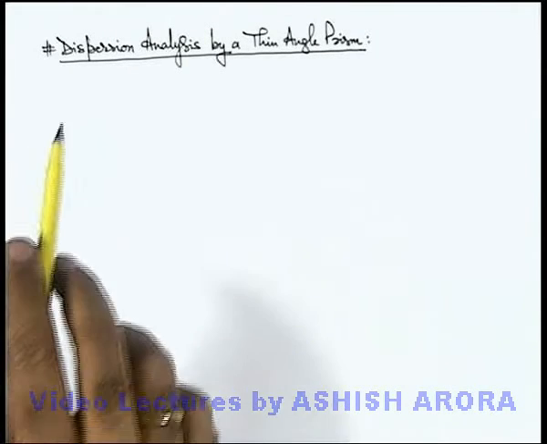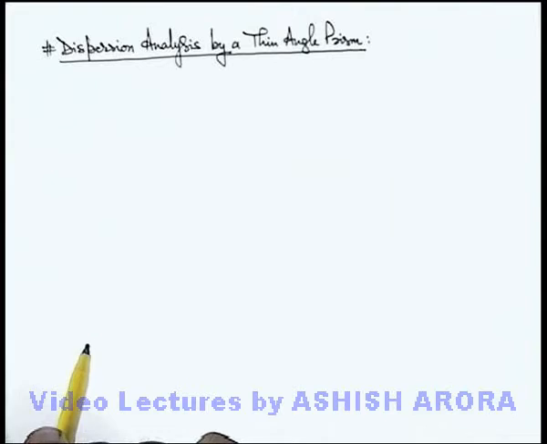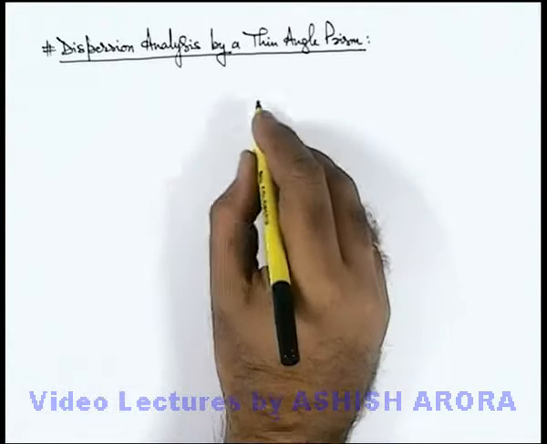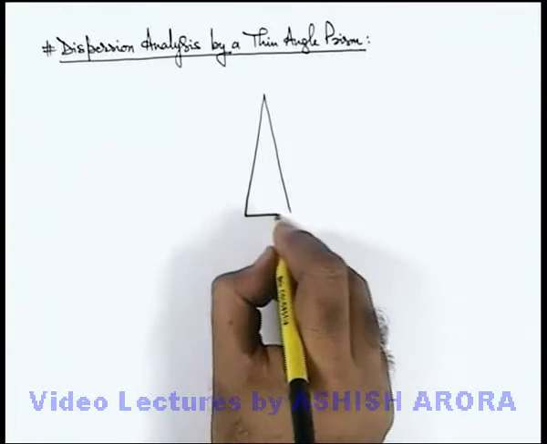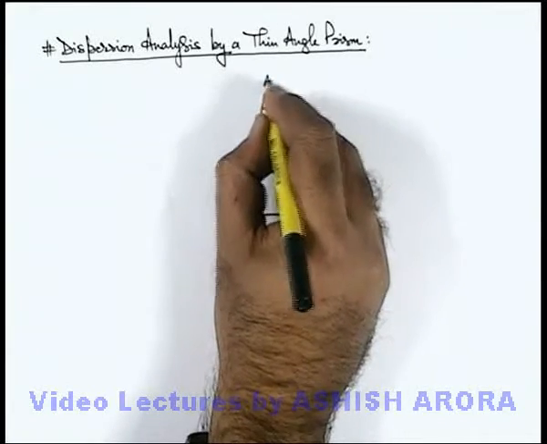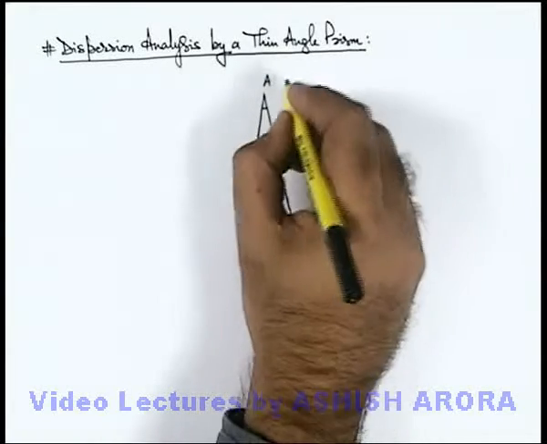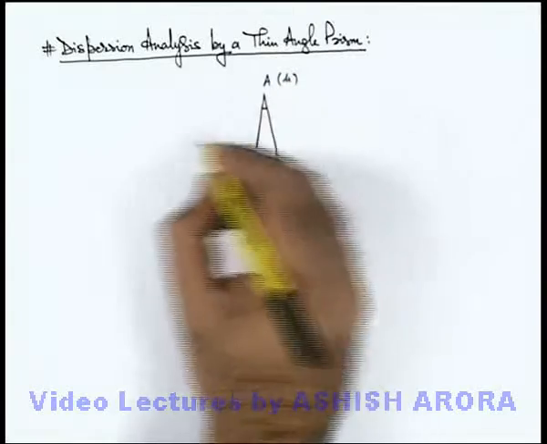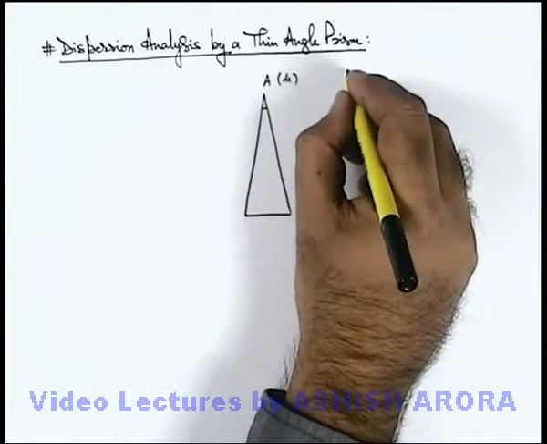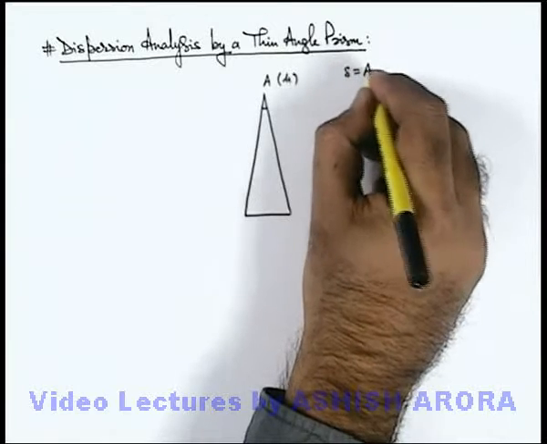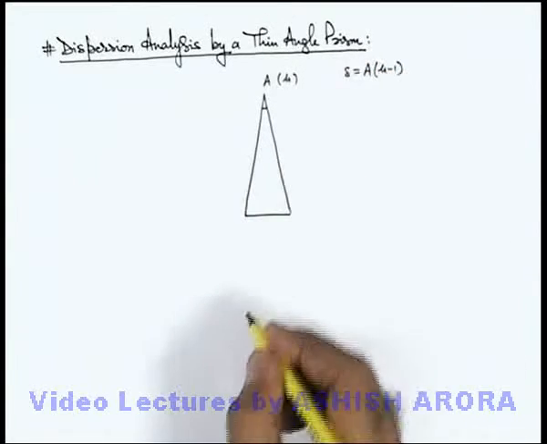Let us now discuss the dispersion analysis by a thin angle prism. As we already studied, if there is a thin angle prism which has a prism angle A and refractive index mu, then for any light incident at near normal incidence, its deviation angle we write as A multiplied by mu minus 1.